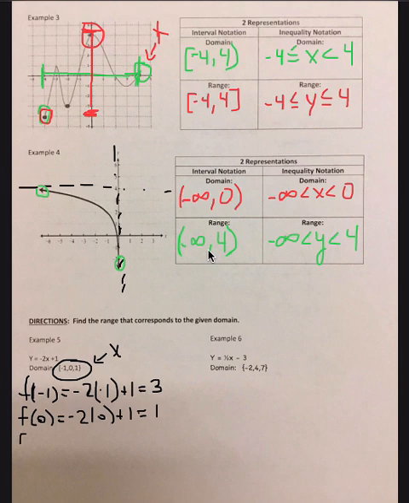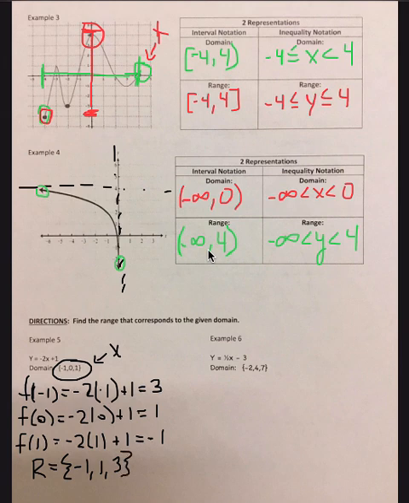And then f at 1, we do the same thing. Plug in 1 for x. So -2 times 1 is -2, plus 1 is -1. So our range is, and we can just put in brackets, from lowest to highest, -1, 1, and 3. And then close up the brackets, squiggly brackets.